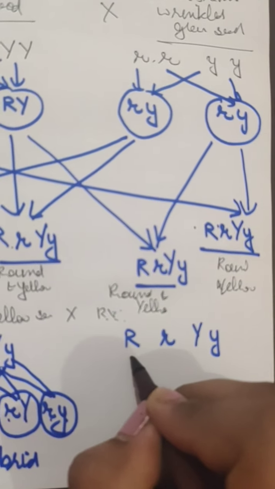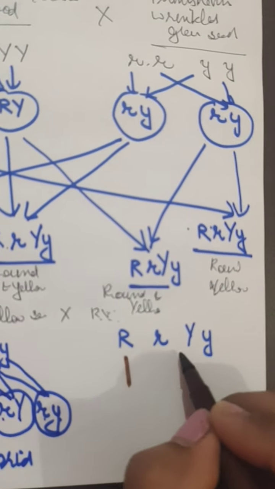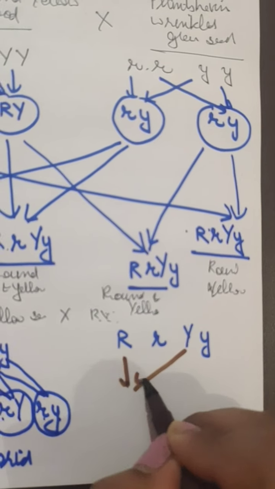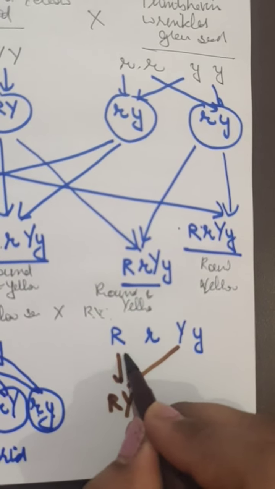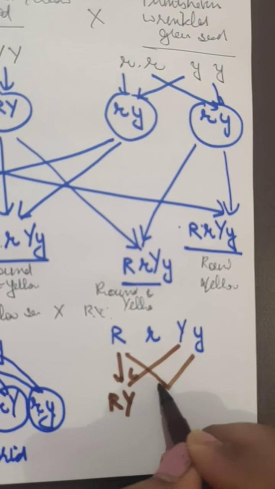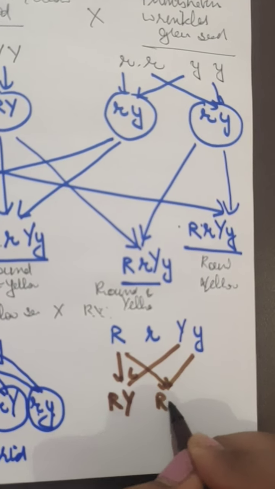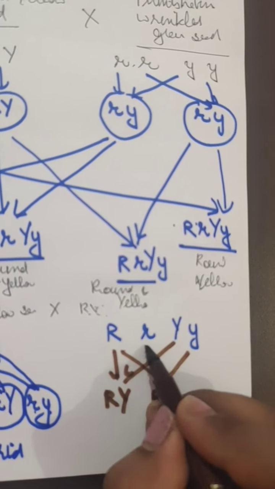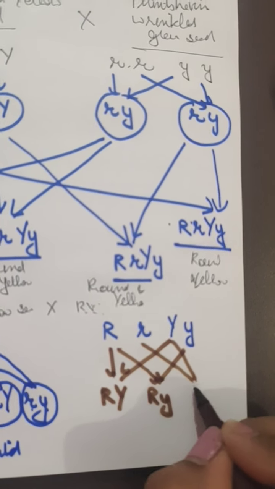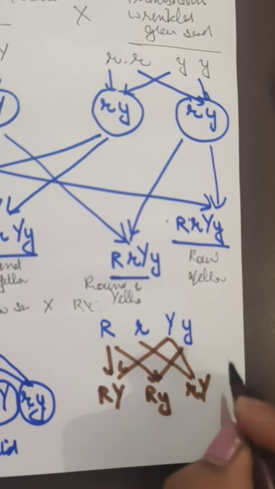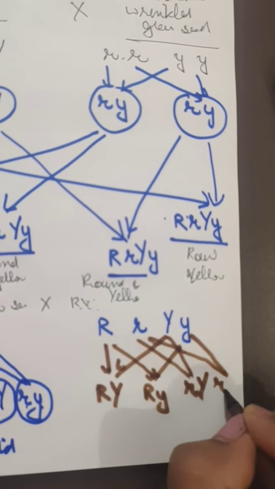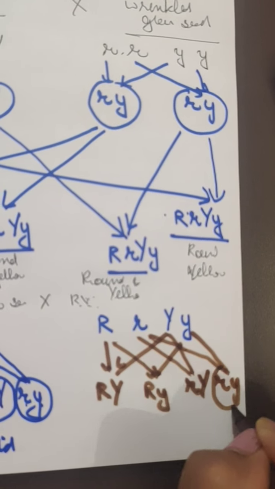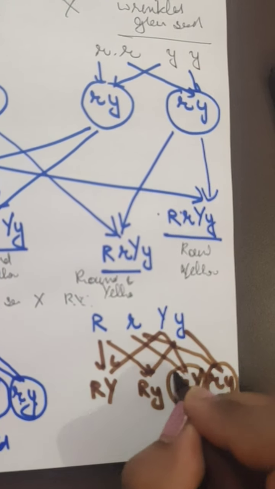This R with this Y, capital R and capital Y. This R with this Y, capital R and small y. This R with this Y, small r and capital Y, and this R with this Y, small r and small y. Okay, so again 4 gametes.